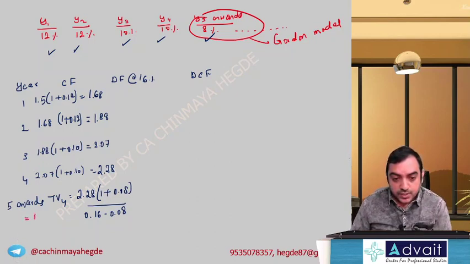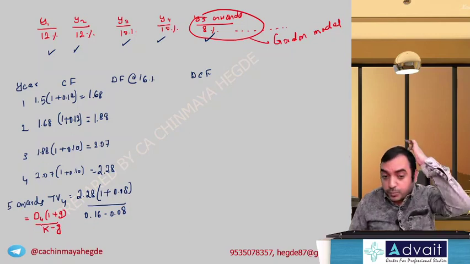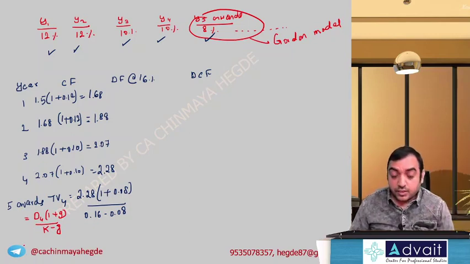P4 equals D4 into 1 plus G by K minus G. The D4 into 1 plus G is nothing but D5. So you get 2.28 into 1.08 divided by 0.08, 30.78.